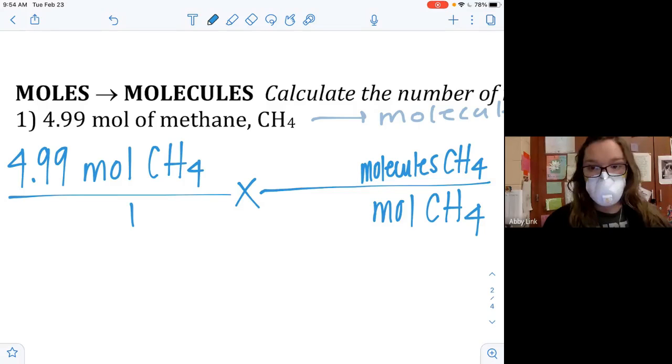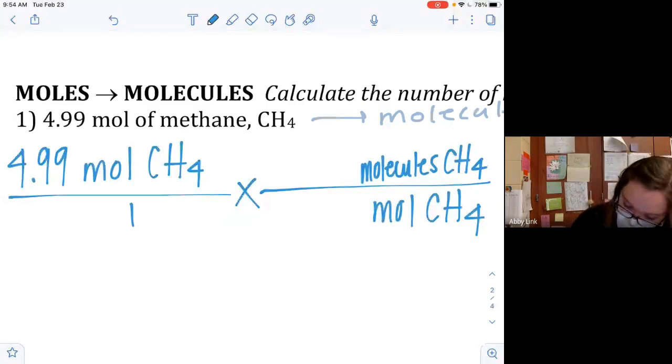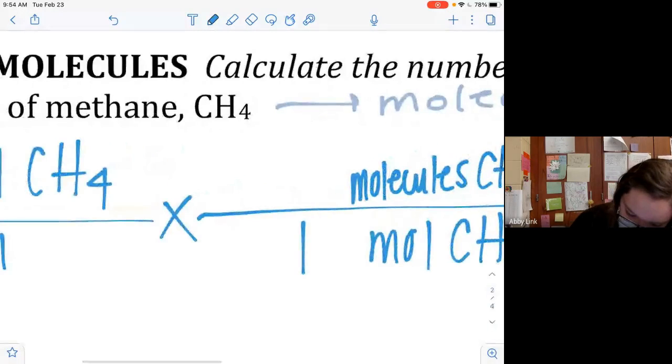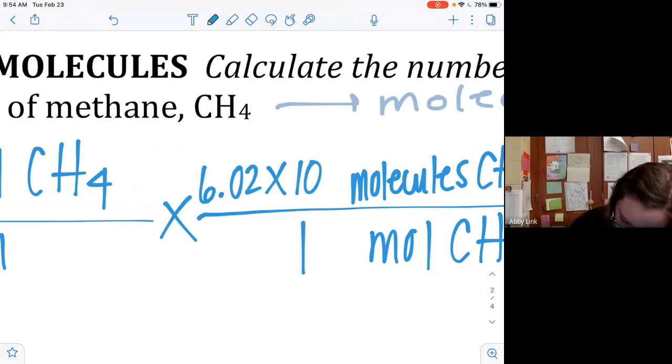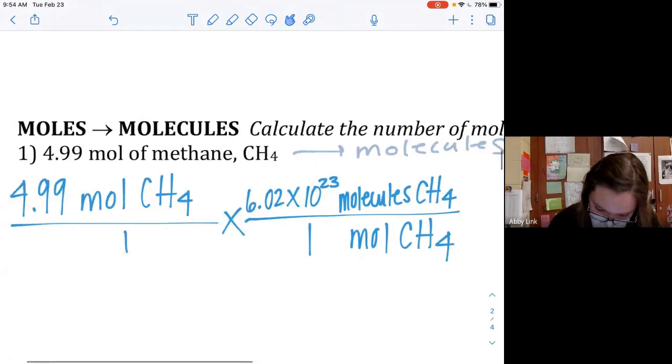All right, again, I think about my two conversion factors, molar mass and Avogadro's number. Because I don't see any grams here, I'm thinking molar mass is not going to help me this time. So I'm thinking Avogadro's number must be it. Avogadro's number tells me that in 1 mole of CH4, there are 6.02 times 10 to the 23rd molecules of CH4.